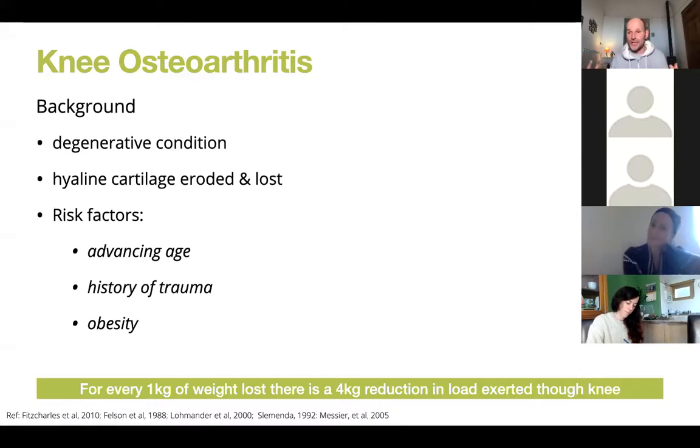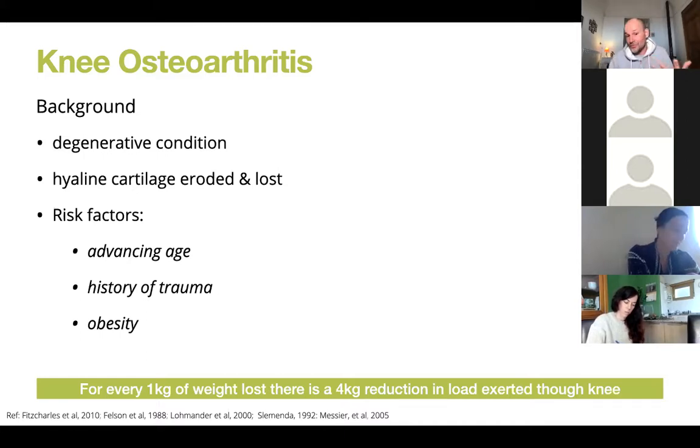Because the less weight that you have in your body, the less you've got to carry around. It's more energy efficient for one, because you're not going to require so much energy to walk up to the shop and up the stairs and so on. But it also reduces a lot of pressure from the joints. And there's an excellent point there. For every 1 kilogram of weight loss, there's actually a 4 kilogram reduction in load exerted through the knee. So it's not like for like.